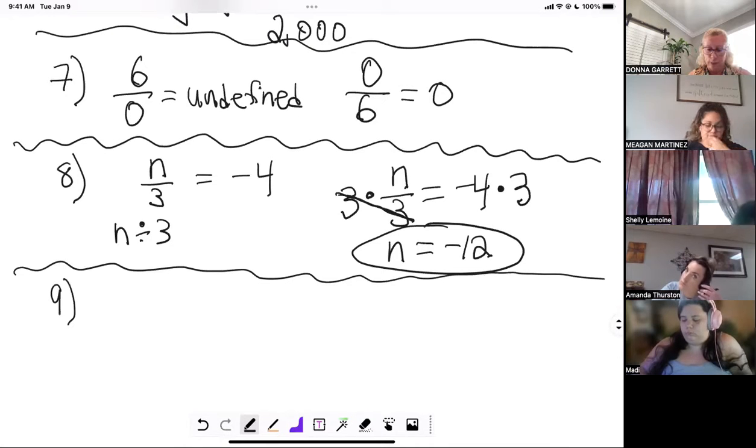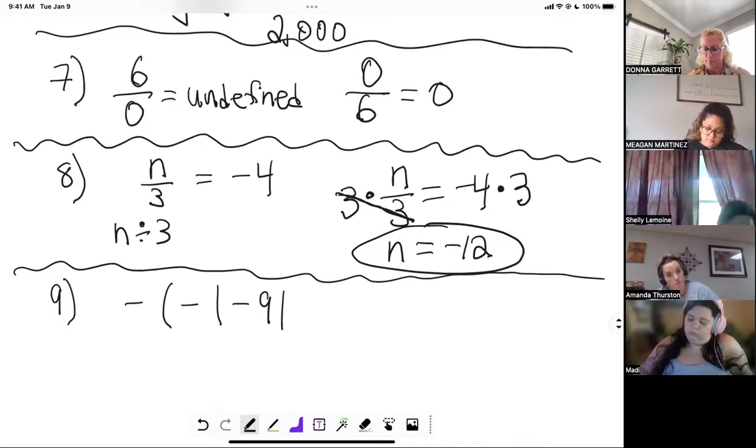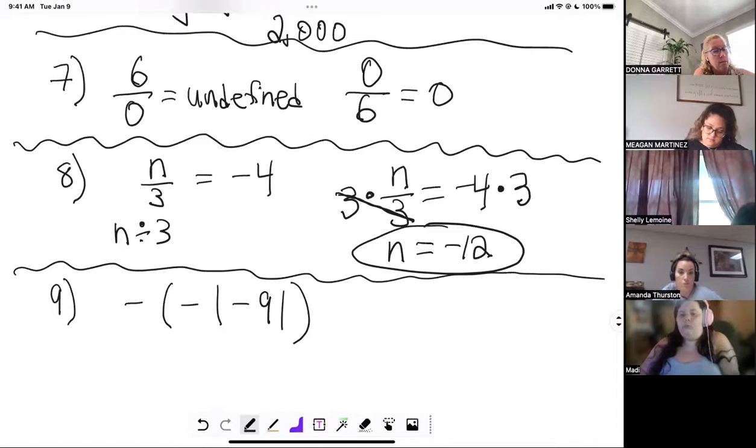Okay, now this one is a little tricky. It's about an absolute value around negative 9. Let me make it real bold, I know it's my handwriting. Yes, it is the negative of the absolute value of negative 9.